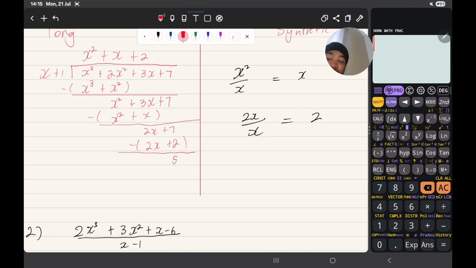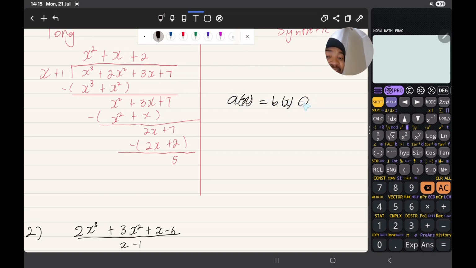And that's the end. This, we then call a remainder. Cool. So we are done. Now you write it in a proper way. Remember the proper way is a of x equals b of x times q of x, plus r of x. And this is your polynomial, the one you divided, the one you're dividing by.